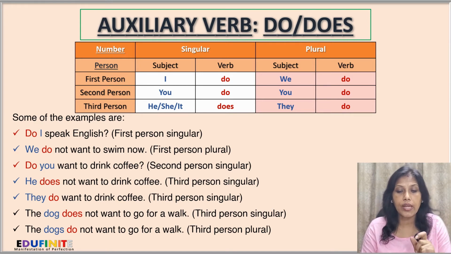They do want to drink coffee. They is third person plural. So it goes with do. The dog does not want to go for a walk.